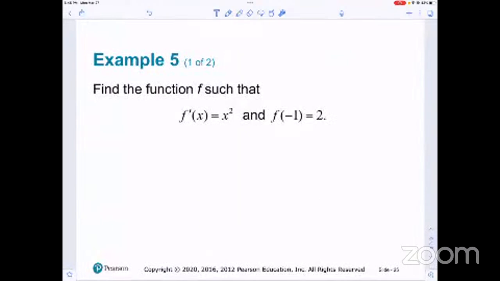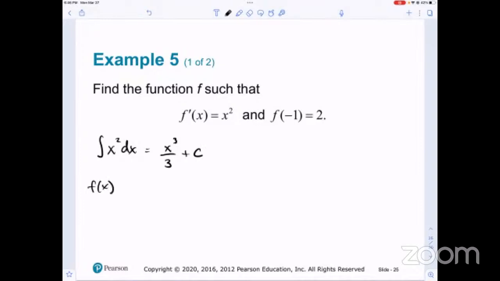Find a function f such that f prime is x squared and f of -1 is 2. Okay, so basically they're asking us to integrate, right? So take the integral of x squared dx. So then that's going to give us what? x cubed over 3 plus some constant, right? So right now our f of x is x cubed over 3 plus a constant.